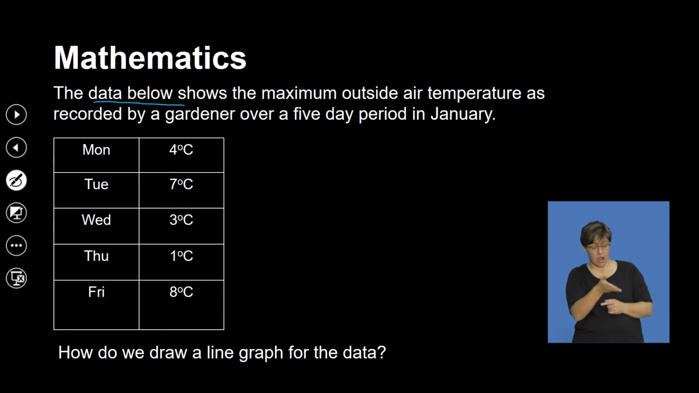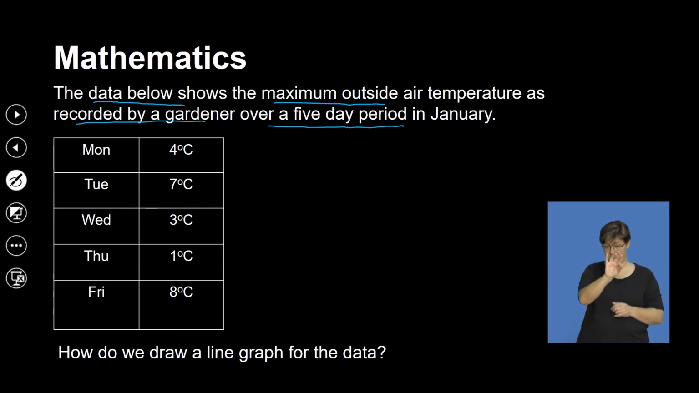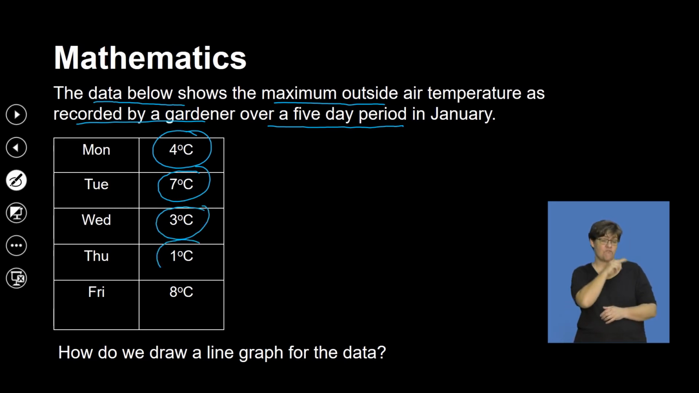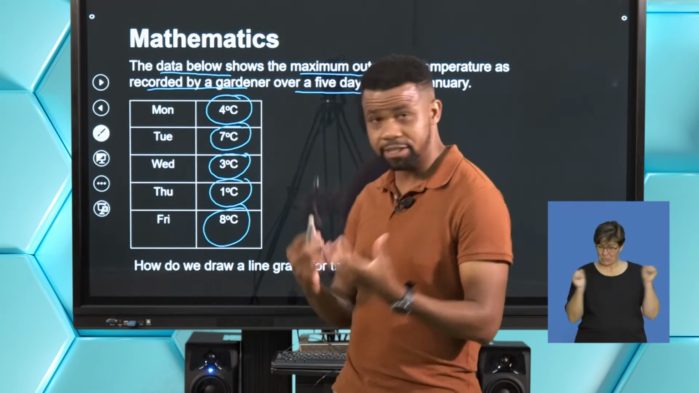So the data below shows the maximum outside temperature as recorded by a gardener over a 5 day period in January. So on Monday, the temperature was 4 degrees Celsius. Tuesday, 7 degrees Celsius. Wednesday, 3. Thursday, 1. Friday, 8. Actually, this must have been winter and very cold. The minimum temperature is 1, and the maximum is actually 8. 1 degree is close to freezing. Even 8 is very cold.